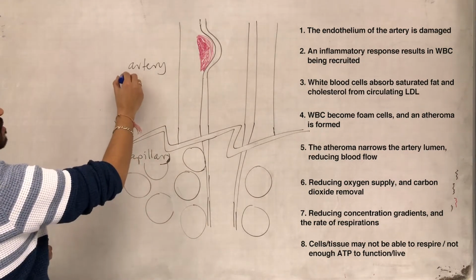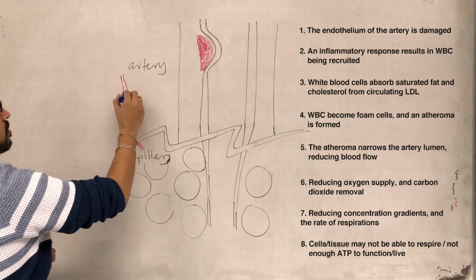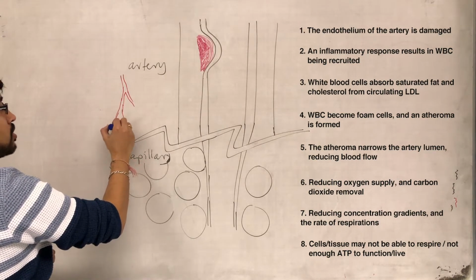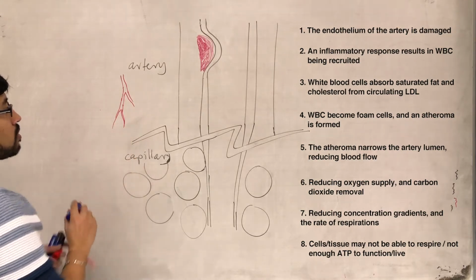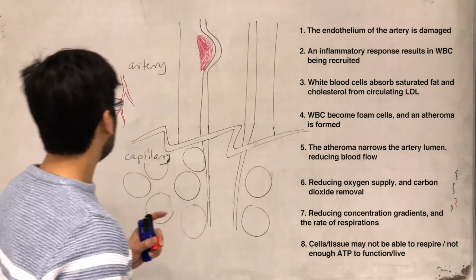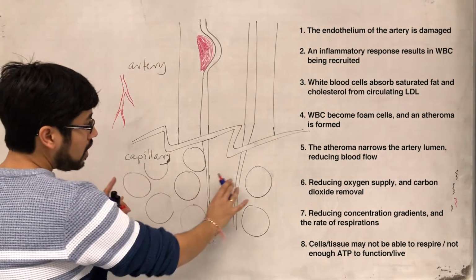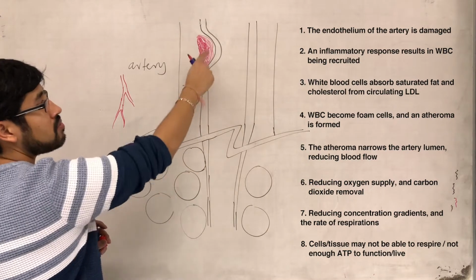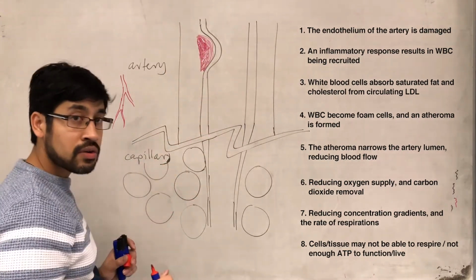So remember, further down the line, arteries are going to be branching off into arterioles, and arterioles are going to be branching off into very small capillaries through which diffusion can happen. Okay? Now, what can happen to these cells as a consequence of what's happening in the artery?